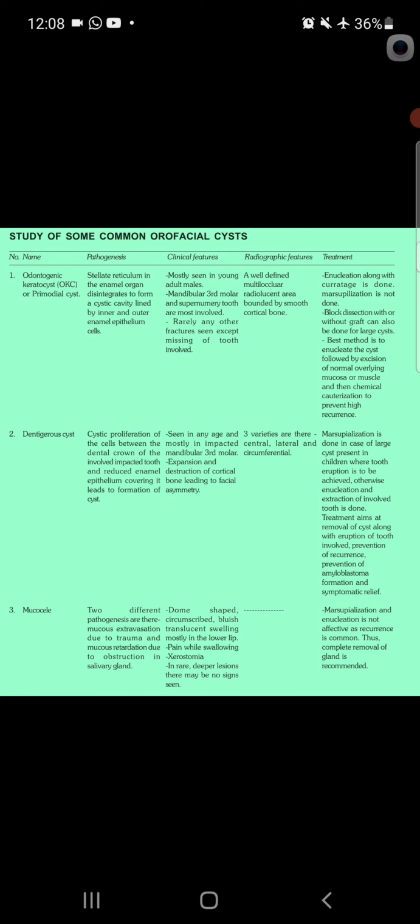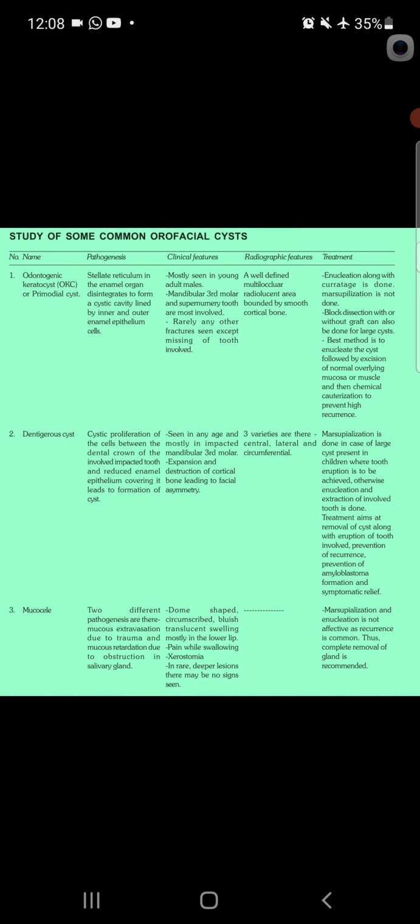In pathogenesis, stellate reticulum in the enamel organ disintegrates to form a cystic cavity lined by inner and outer enamel epithelial cells. The clinical feature is mostly seen in young adult males, with the mandibular third molar and supernumerary teeth most involved. Rarely is any fracture seen except missing of the tooth involved. In a radiographic picture, a well-defined multilocular radiolucent area bounded by smooth cortical bone. In treatment, enucleation along with curettage is done. Marsupialization is not done because it leads to recurrence.